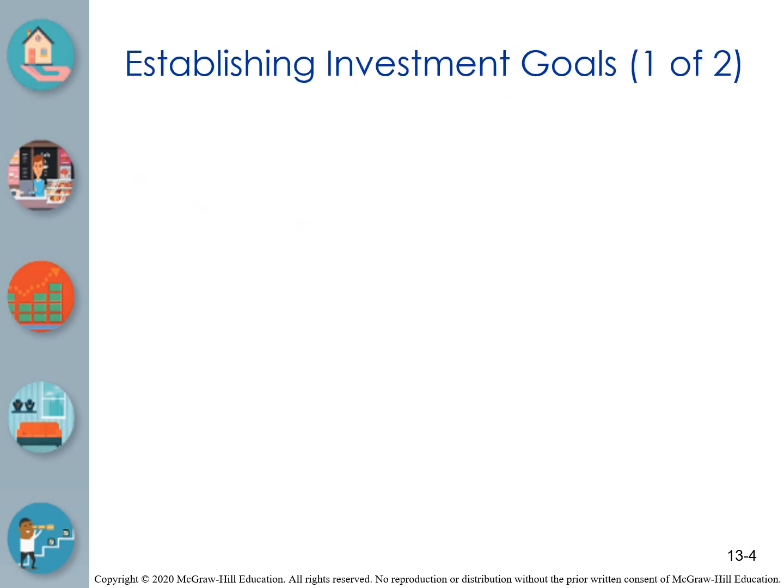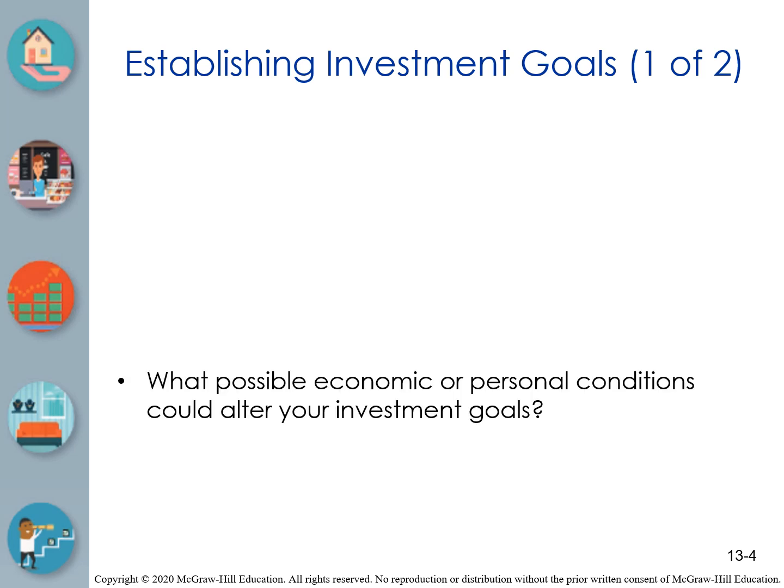So establishing your investment goals, again, what possible economic or personal conditions could alter your investment goals? This is what I was describing, that this is going to change over time. When you're young, you're thinking you're going to retire when you're 30 years old, and not think about it. So if you retire when you're 30 and you live until, we'll just say 80, you have to have investments that will last for how long? For 50 years. Not going to happen for most people.